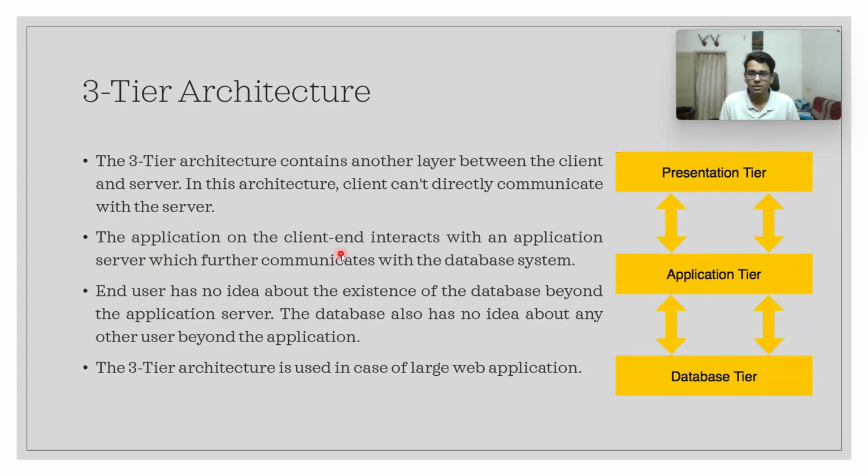So the application on the client end has to interact with an application server, which further then communicates with the database system. The three-tier architecture is one of the most used architectures in the case of large web applications, and the end user has no idea about the existence of the database beyond the application server, and similarly the database has no idea about any other user beyond the application.